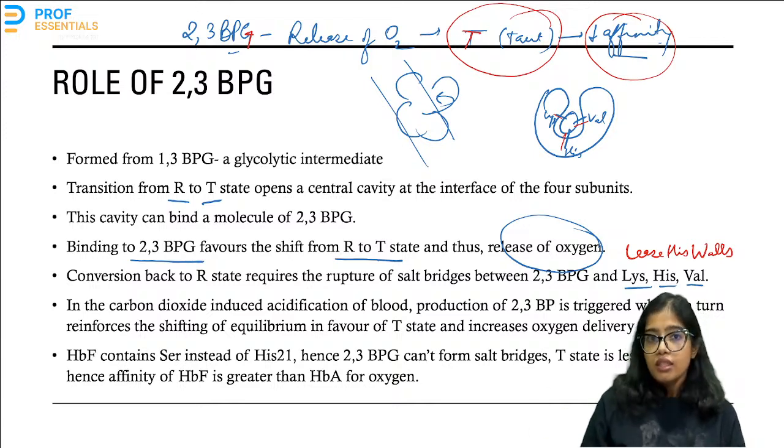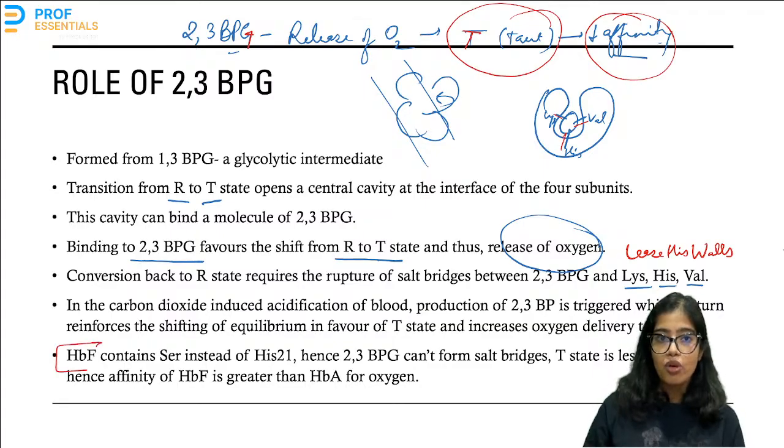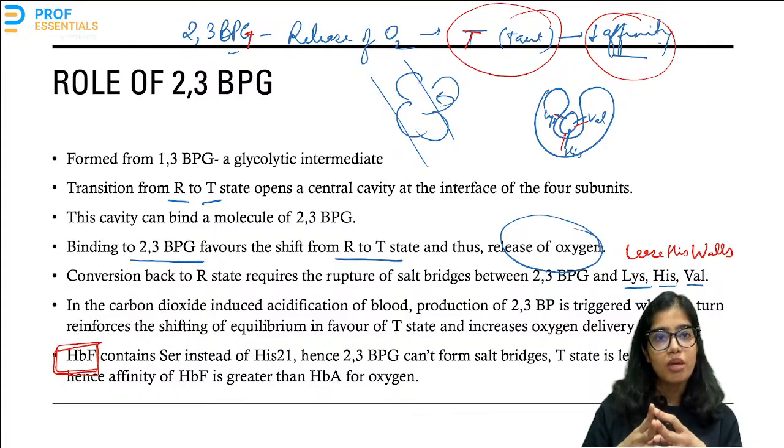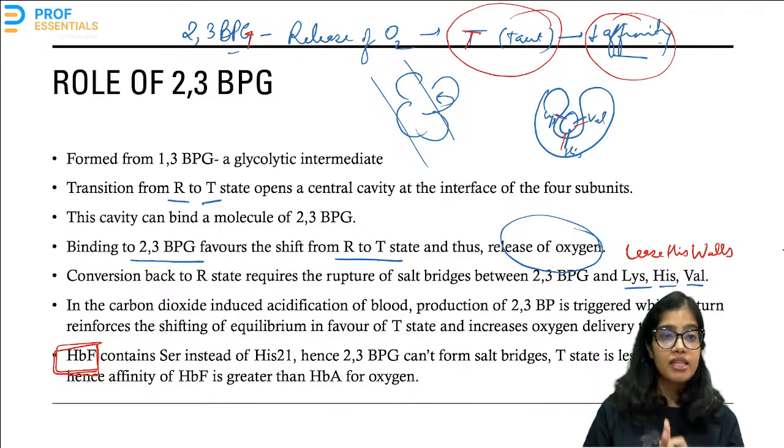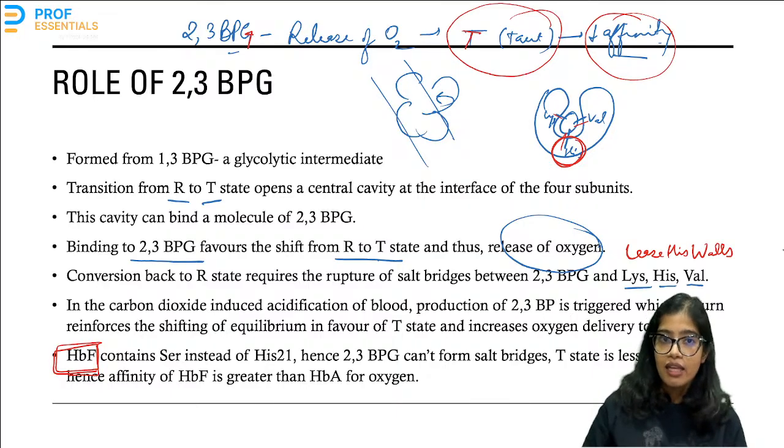Now, fetal hemoglobin we studied had more affinity for oxygen compared to hemoglobin A, adult hemoglobin, right? The partial pressure of oxygen at which it was 50% saturated was 20, compared to 26 for hemoglobin A. So why is it so? Because fetal hemoglobin does not contain histidine 21. It contains serine, and serine cannot form salt bridges.